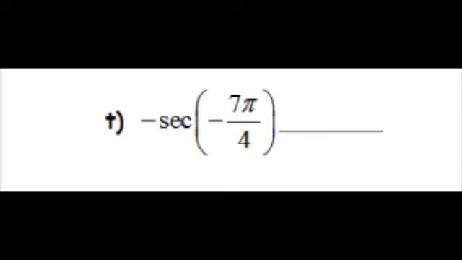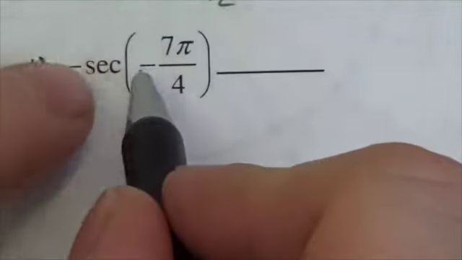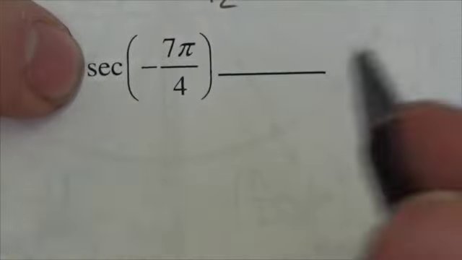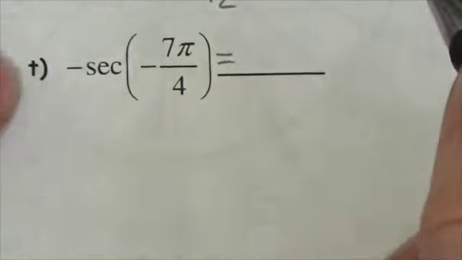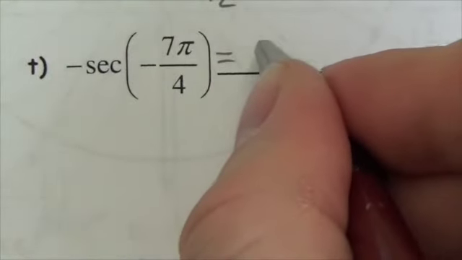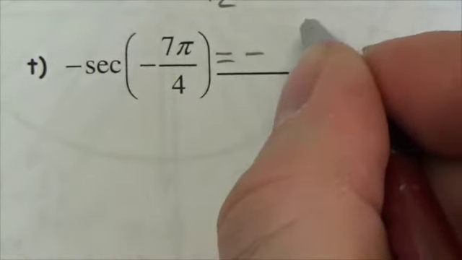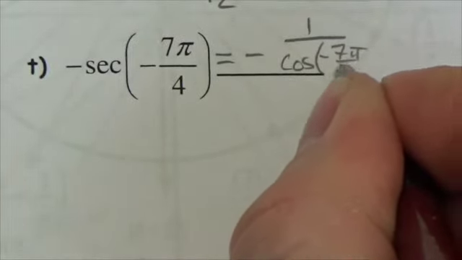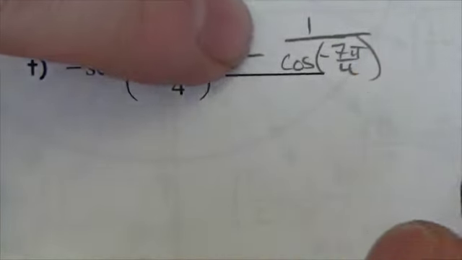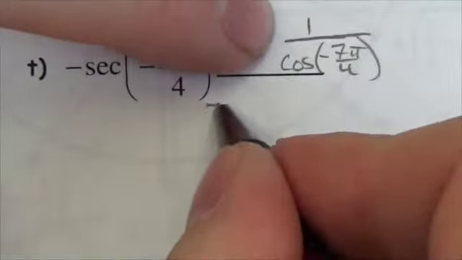The negative secant of negative 7 pi over 4. Okay, here's another problem with the two negatives there. Let's not worry about that negative in front just for a little while here. So this is going to equal, okay, there's that negative out front, 1 over the cosine of negative 7 pi over 4. Okay, now, first of all, again, ignore that negative out front there. It's still there, but I don't want to worry about it right now.